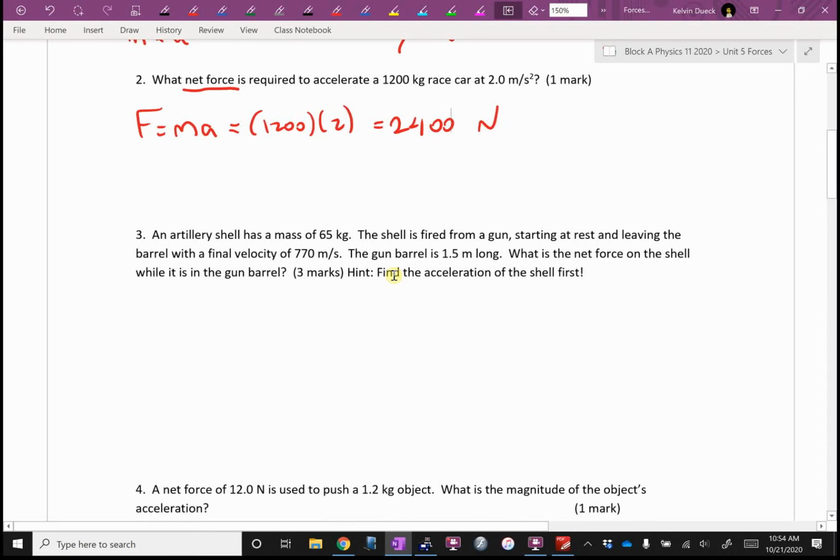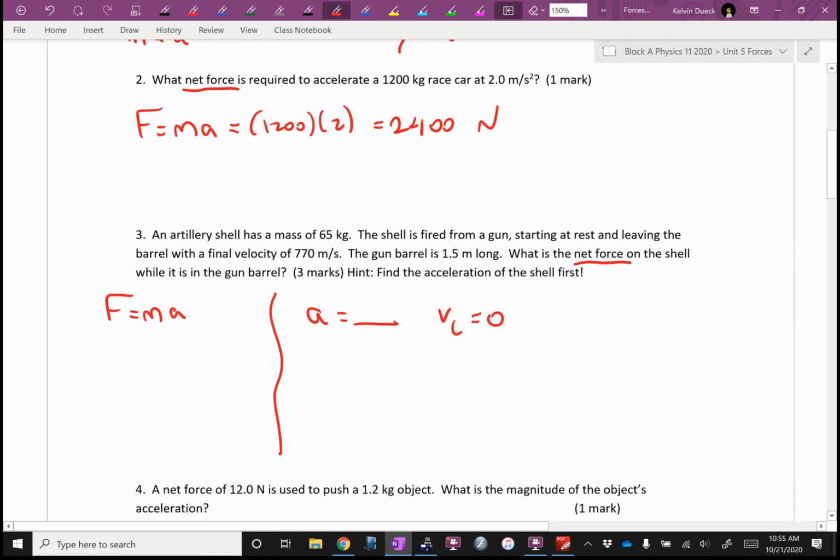Number 3, 3 marks suggests I'm going to have to find something in order to find something. But again, it says net force. They want the net force. I said F equals ma. I did a quick check. They gave me m. They didn't give me a. I said, okay, I'm going to need to fill in that blank.